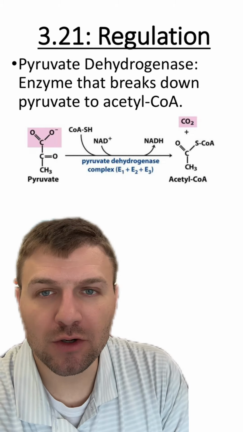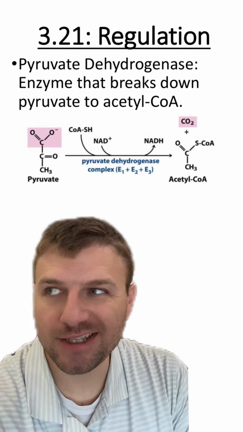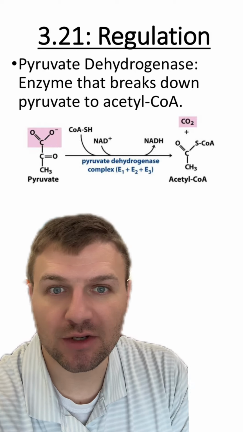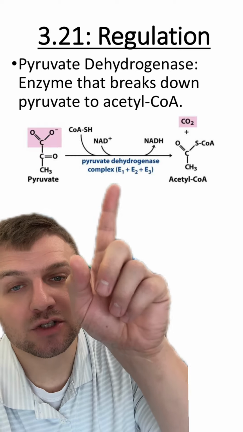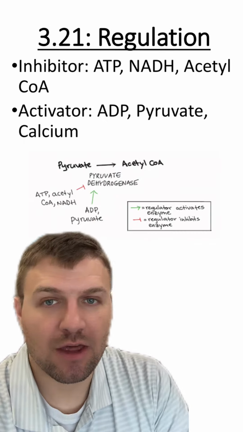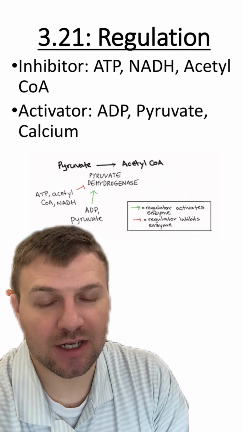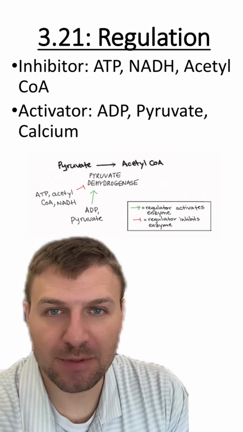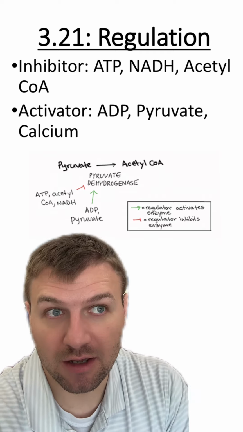I'm going to specifically focus on this one enzyme called pyruvate dehydrogenase. This is the enzyme that breaks down pyruvate and changes it into acetyl-CoA. So you can see here again, pyruvate coming from glycolysis, it's going to react with pyruvate dehydrogenase and become acetyl-CoA. Now this reaction is going to be inhibited by ATP, NADH, and acetyl-CoA. And that should make sense because those are the products of cellular respiration and most specifically of the prep step.